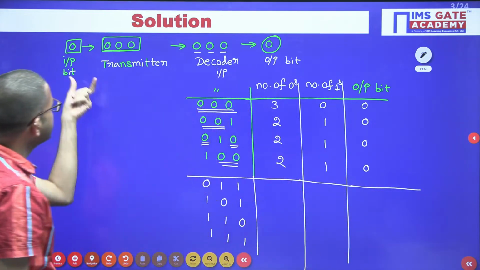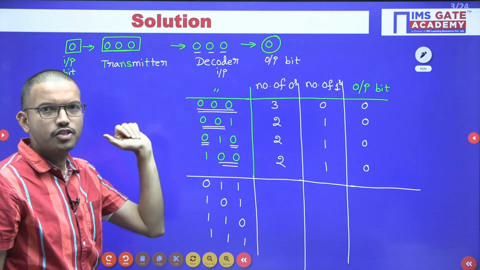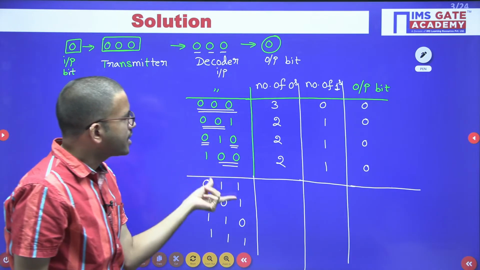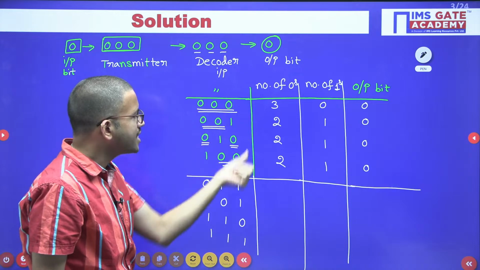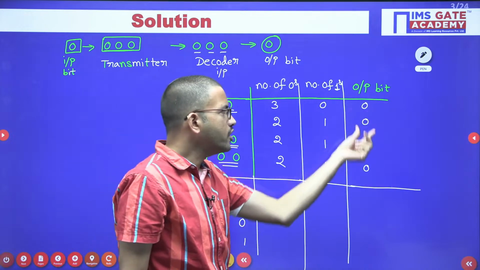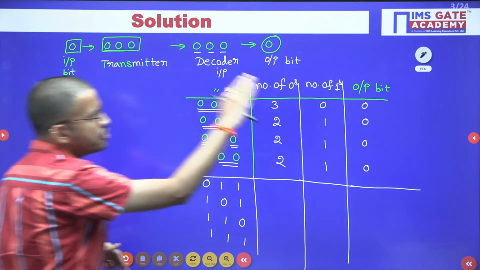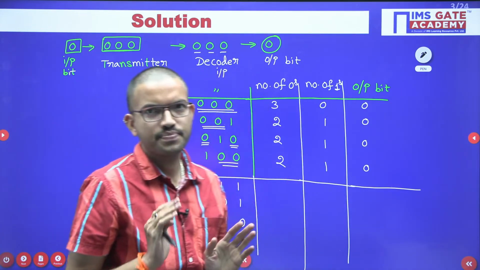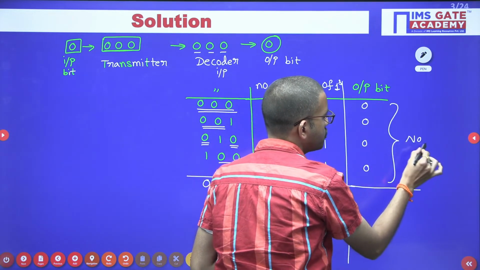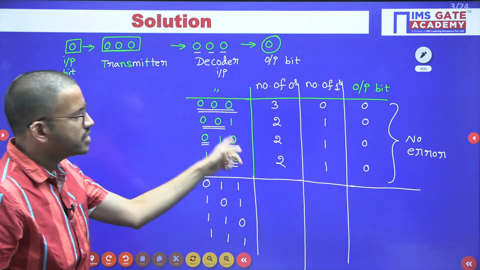So I have considered the case where at the transmitter side, I have transmitted bit value 0, with the help of repetition code, 3 times 0. Now if you are receiving at the decoder input any of these 4 inputs, you are going to get the output of the decoder as 0 only. So that means you have transmitted bit value 0 and you have received bit value 0. So is there any error? No error, right? For these 4 combinations, there is no error.